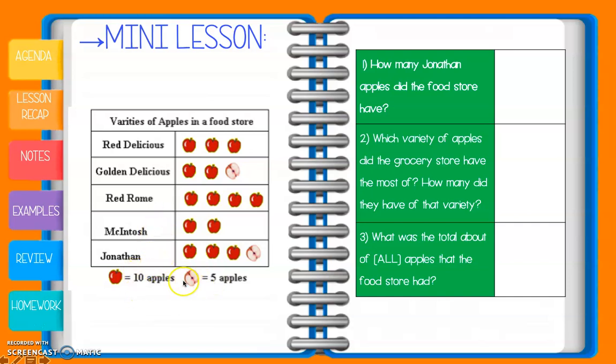And down here at the bottom, the key tells us that a whole apple equals 10, and this half equals 5. So everywhere we see a whole one, that's 10, and wherever we see one that's split like this, that's 5. So question number 1 says, how many Jonathan apples did the food store have?